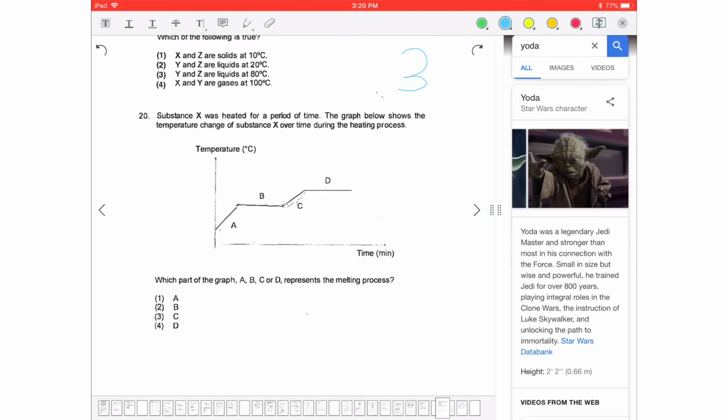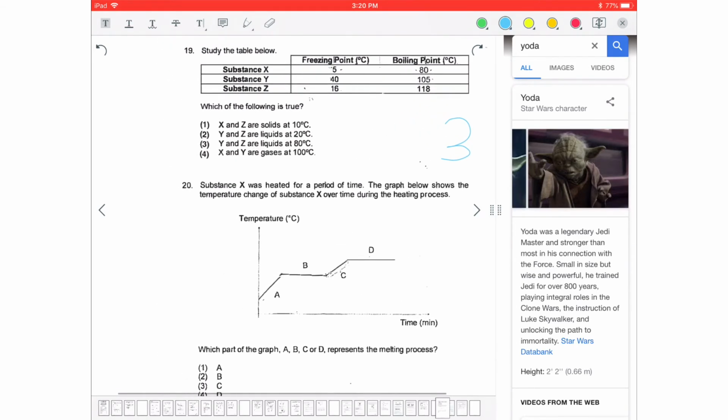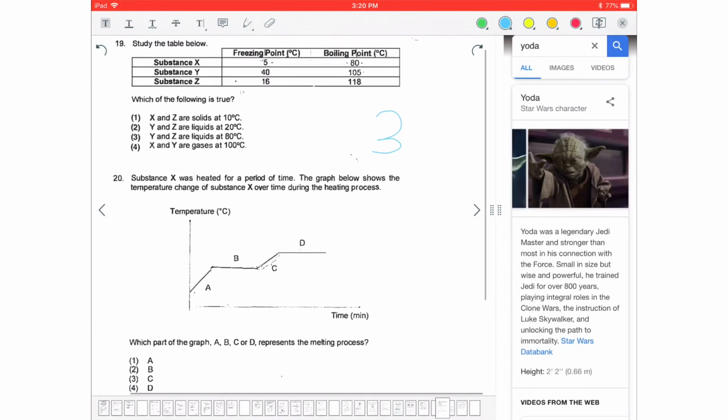You see he used the force. Staring into your soul. Yeah, he's using the force. He's pulling the 3 over.